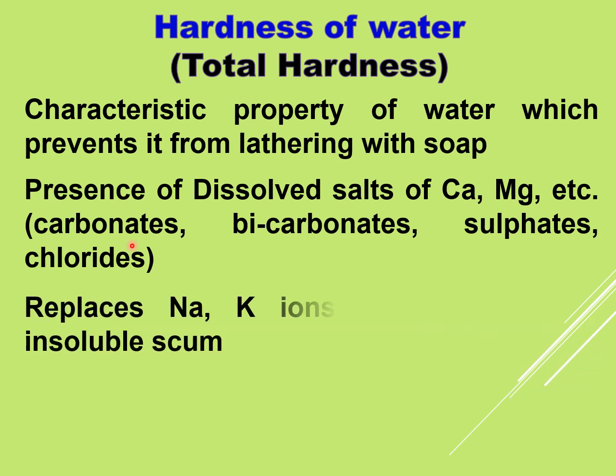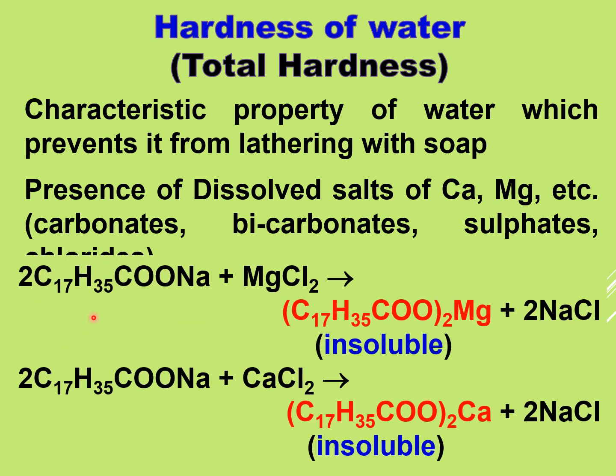Then why is hardness caused? What happens when calcium and magnesium ions or salts are present in water? This calcium or magnesium will replace sodium or potassium in soap. I'll show you the reaction that takes place. This is soap, sodium stearate. Soap is the sodium salt of a fatty acid. Fatty acid means a long chain carboxylic acid.